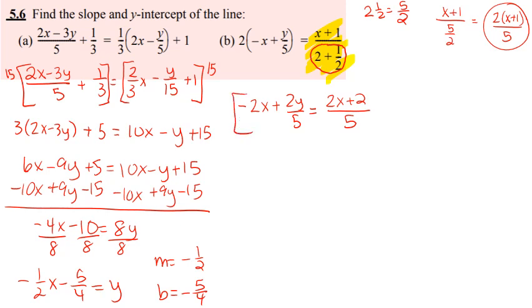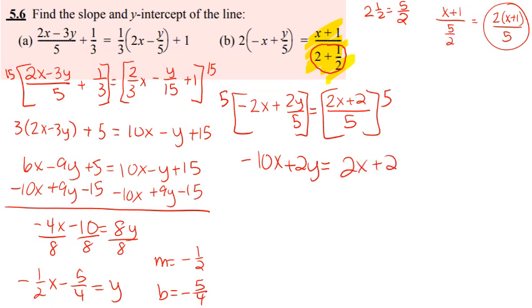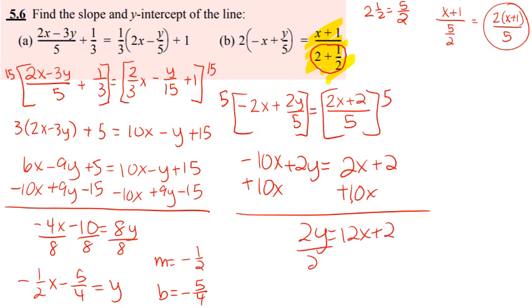I'm going to multiply by the LCM, which is 5. And I'm going to distribute. So this negative 10x plus 2y equals 2x plus 2. The y is already on the left side, so I'm going to add 10x on both sides. And then this is going to be 2y equals 12x plus 2, divide everything by 2, and somehow this became all whole numbers. So this is 6x plus 1, so the slope is 6, and the y-intercept is 1.